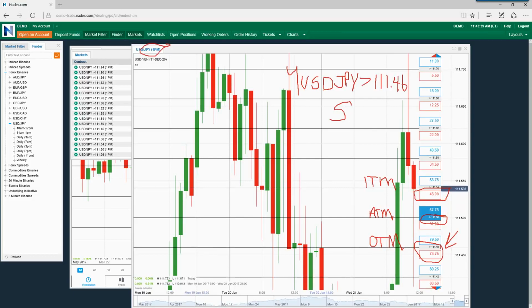So where the in the money, at the money, out of the money positions are depends on whether you want to purchase a call or a put option. Exactly, Tiffany. You nailed it. Because not only is it a matter of is it going down, but will it get there? If you're out of the money, will it get there before your expiration?